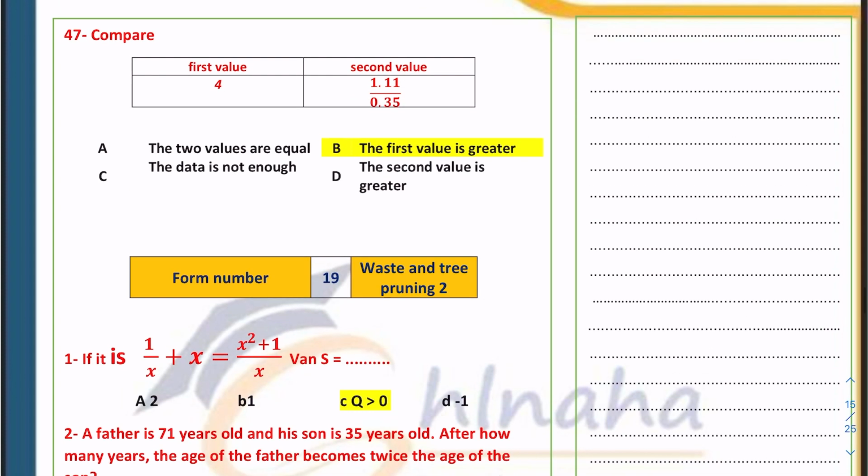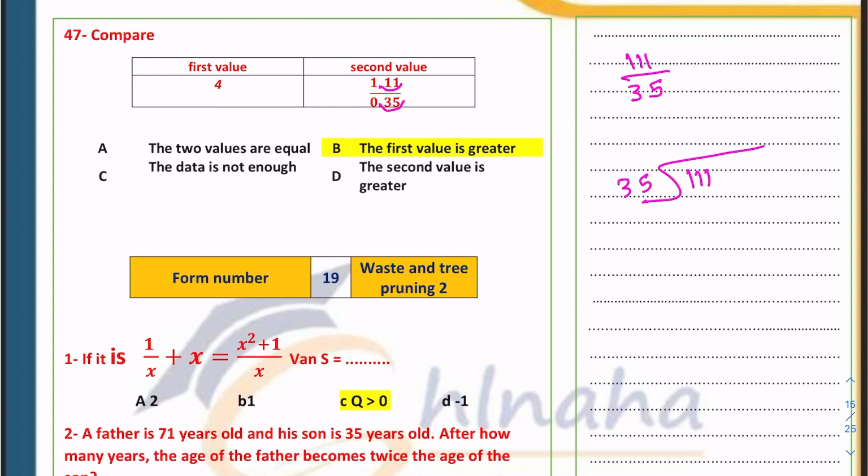Compare between 1.11 over 0.35 and 4. Okay. I will move the decimal point 2 digits to the right and 2 digits to the right. Or I can multiply by 100 and multiply by 100. It will be 111 over 35. I will use long division. Sorry. This is 111 over 35.